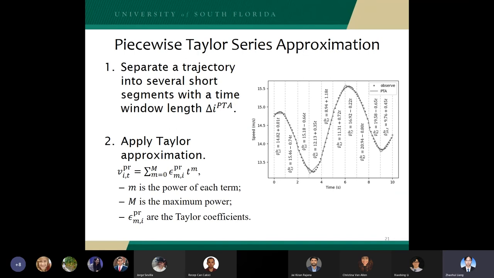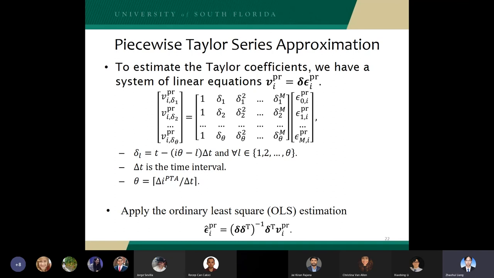Regarding the piecewise Taylor series approximation, first, we will separate a trajectory into several short segments with a time window length, delta PTA. And then we will apply Taylor approximation on them. Here, there are two important parameters. One is called the maximum power, and the other is called the Taylor coefficients. To estimate the Taylor coefficients, we rewrite the above equation as a system of linear equations, and then we apply the OLS estimation to get the Taylor coefficients.